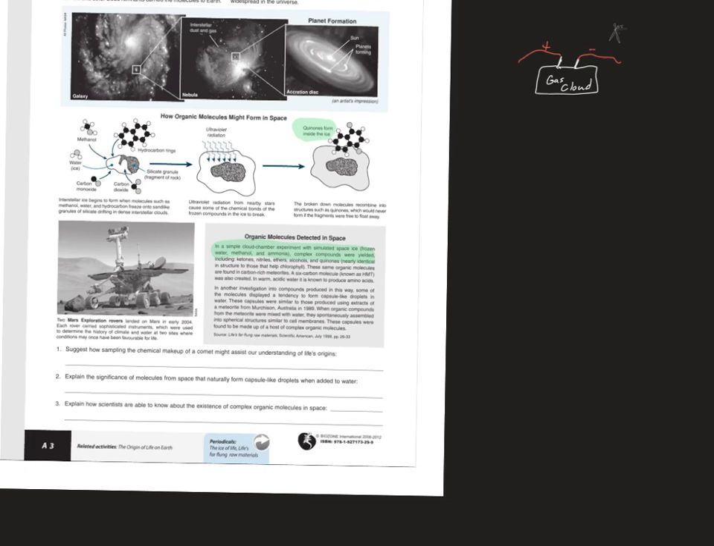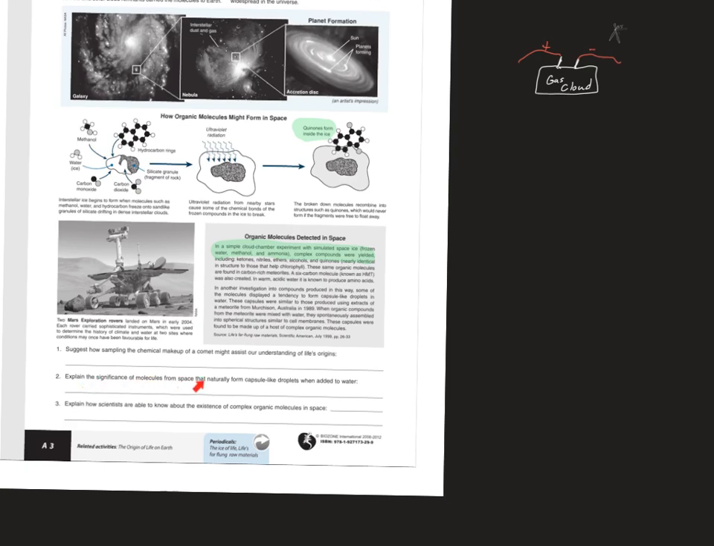So let me just go ahead and read this with you. Suggest how sampling the chemical makeup of a comet. Remember, what is a comet? A comet is a ball of ice circling around the sun in a very large orbit, been here since the beginning of the solar system. How might that help us understand life's origins when you think about life as a cell that's composed of biomolecules?